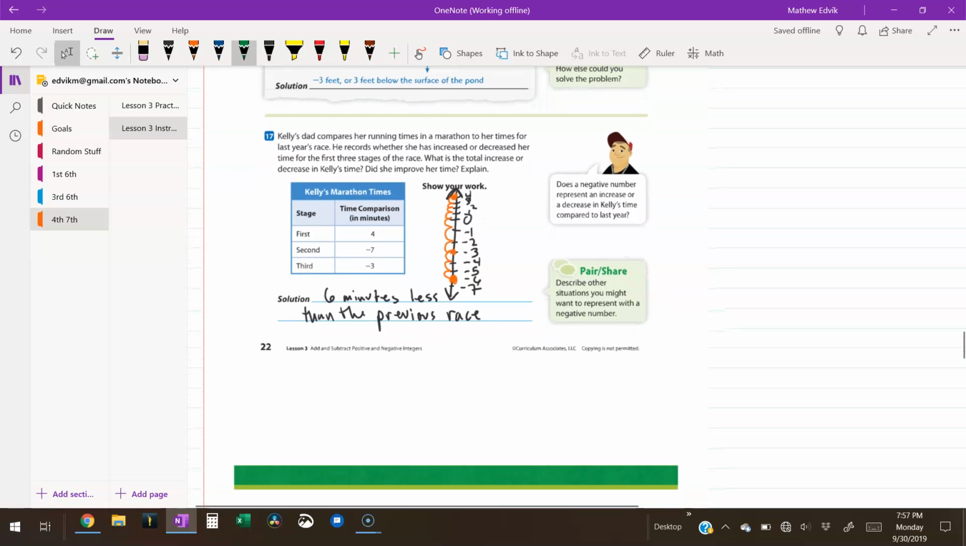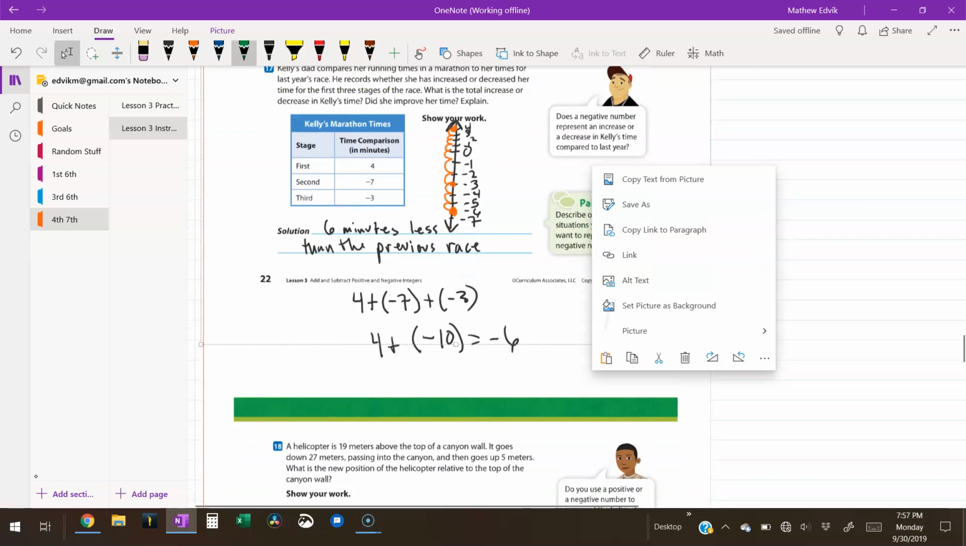So if we just did an expression here, that would be 4 plus -7 plus -3. And we could look at -7 and -3 and say that that is -10 together, and 4 plus -10 equals -6.